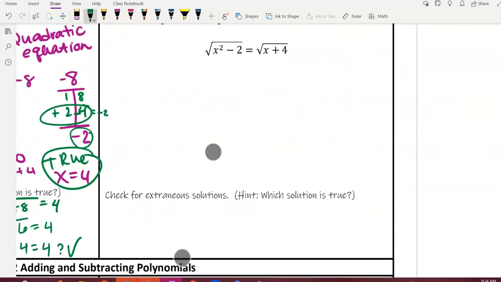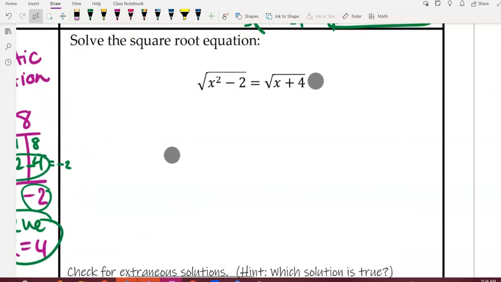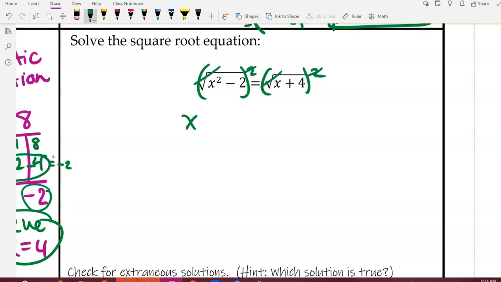All right, next problem. Solve the square root equation. All right, so we got the square root on both sides. How do we get rid of the square root? We square it. And what you do to one side, you have to do to the other. So squaring that, we are left with x squared minus 2 equals x plus 4.